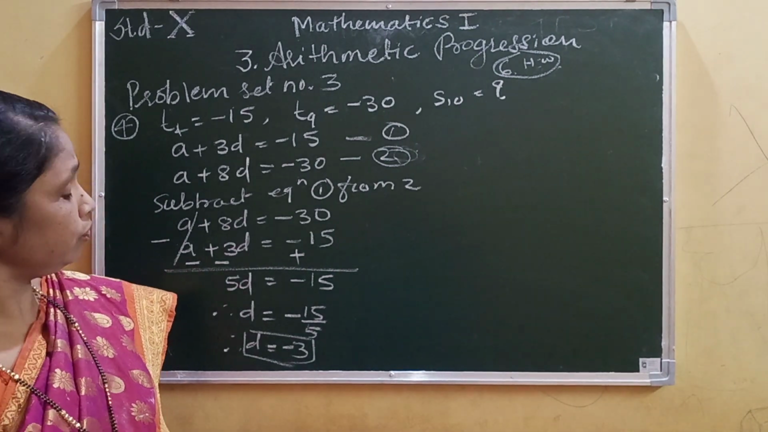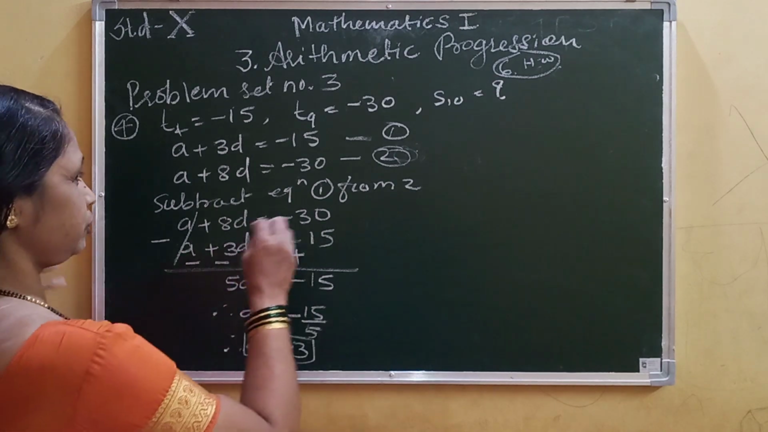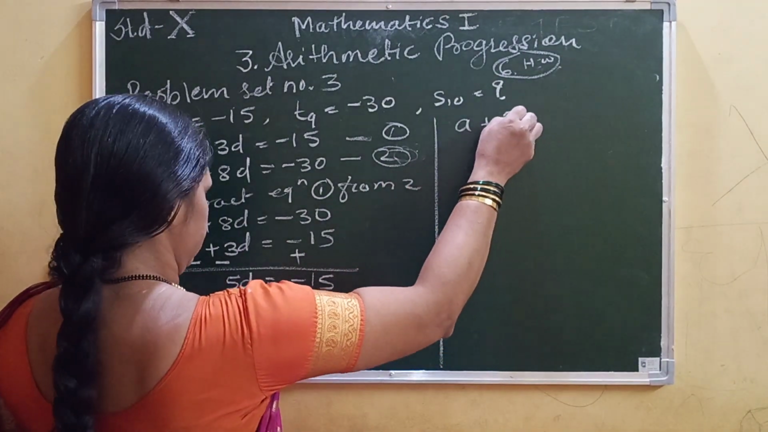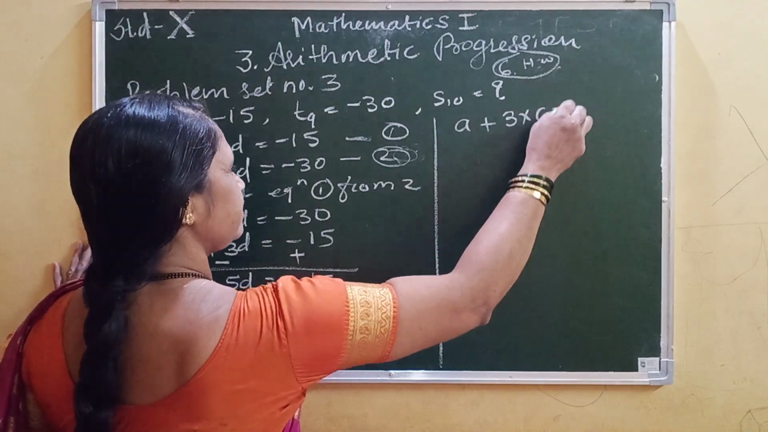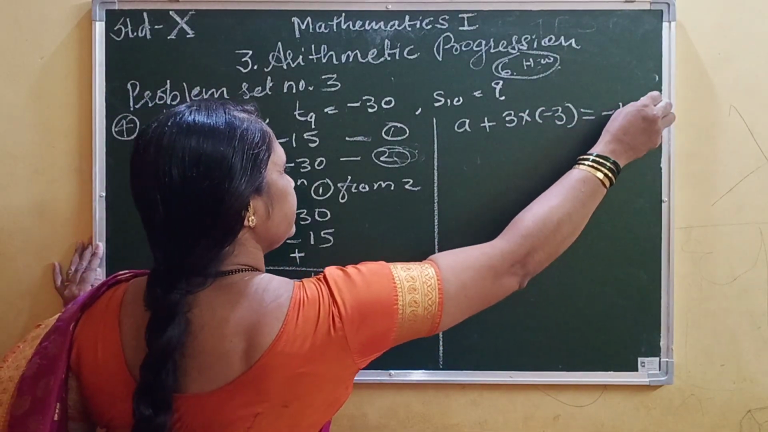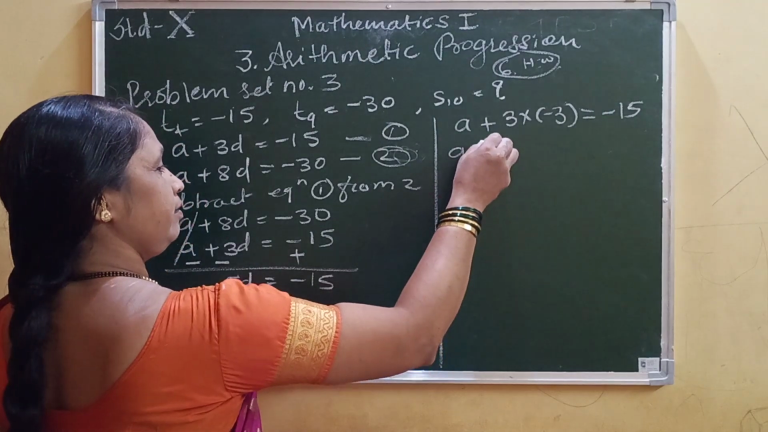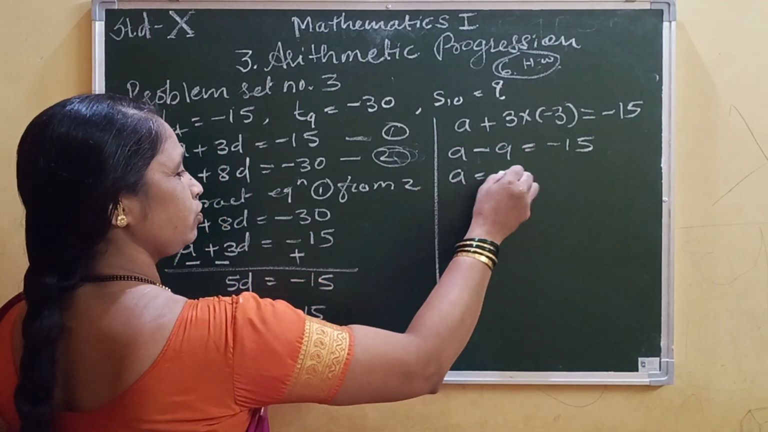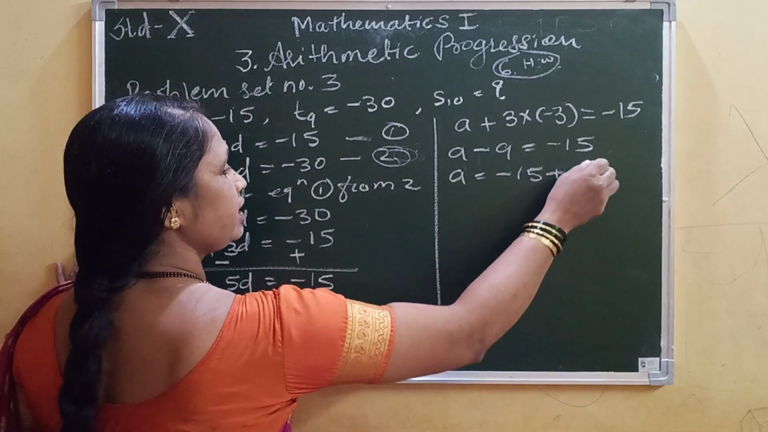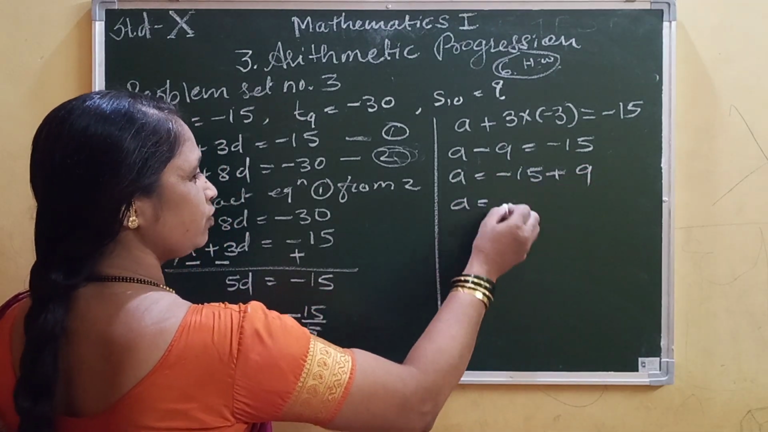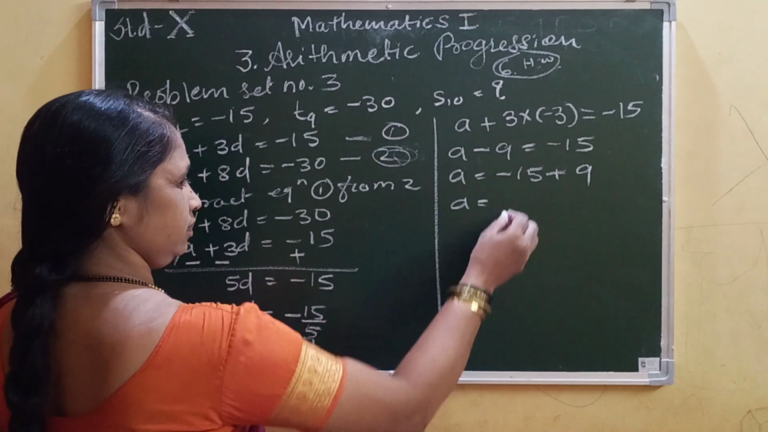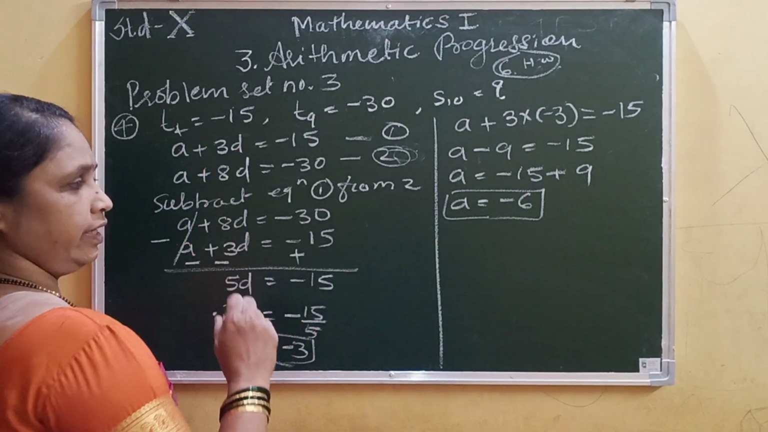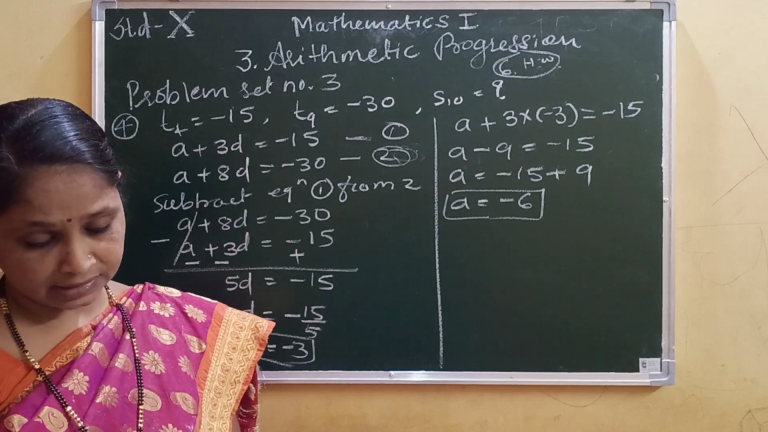Now next, what do you have to find out? A we have to find out. So substitute D in 1. A plus 3 into minus 3 is equal to minus 15. Means A minus 9 is equal to minus 15. A is equal to minus 15 plus 9, means A is equal to minus 6. A's value we have got: A is equal to minus 6.